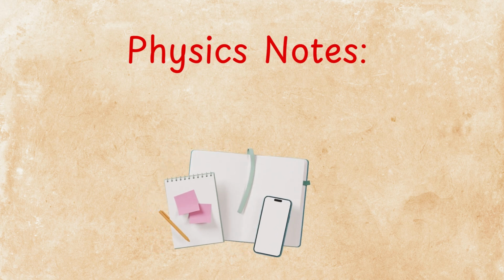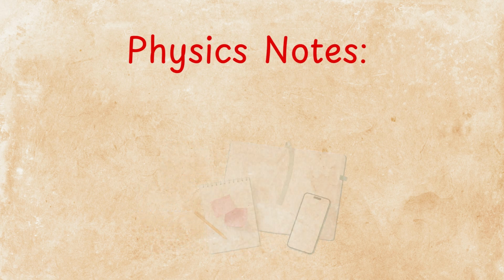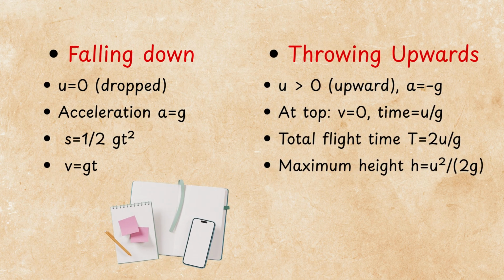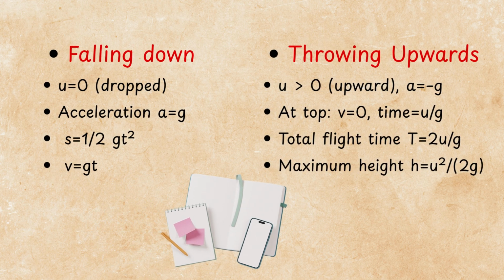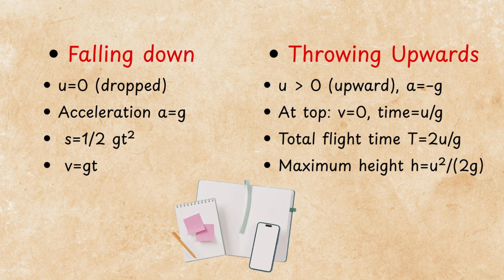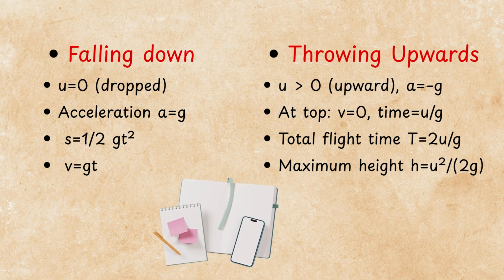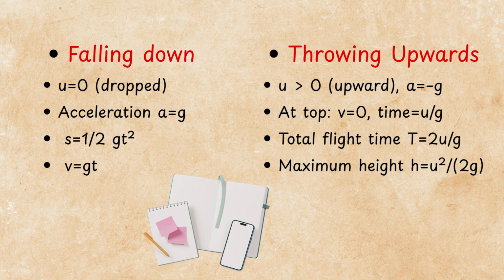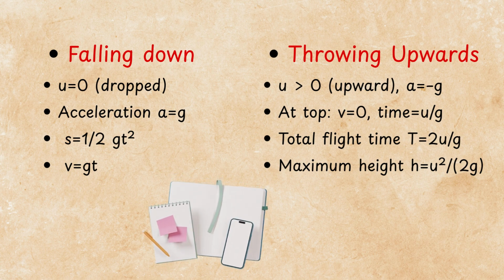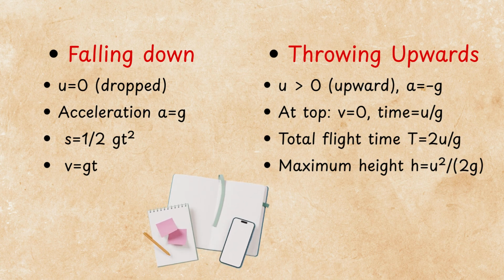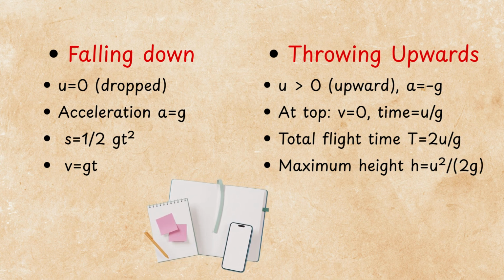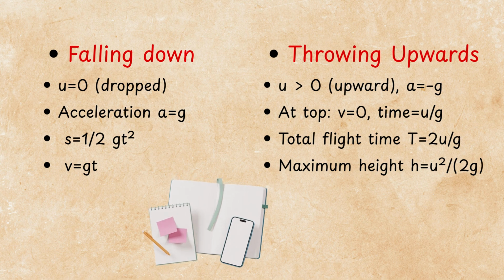Remember to add these notes in your physics notes. We know that for falling down, the initial velocity is 0. When you see the vocabulary dropped or falls, that means initial velocity 0. In this case, forget about the negative. Acceleration is g, which is 9.81. And you can rewrite the equations of motion in a simpler form of s and v.